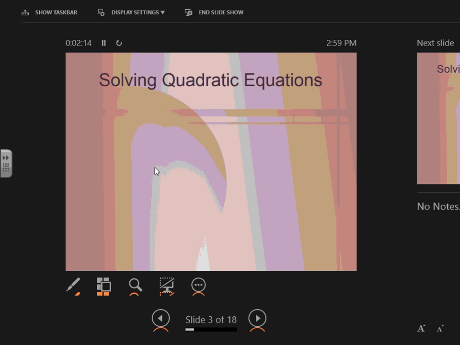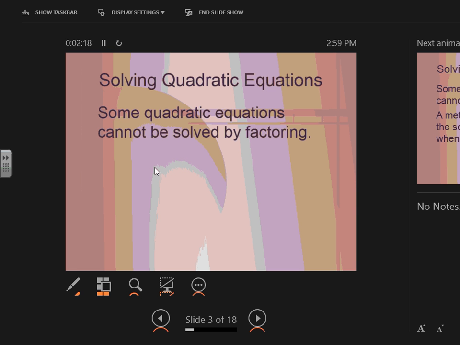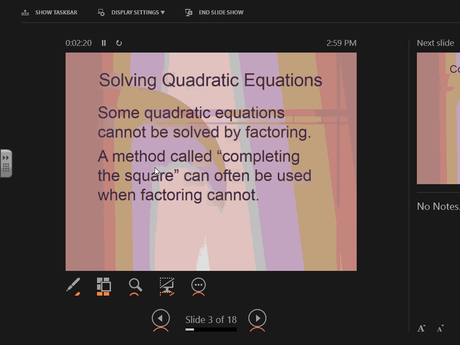All right, now back to reality. Okay, solving quadratic equations. I said some can't be solved by factoring, so we're going to do this thing called completing the square. We're going to make perfect square trinomials today. We're going to make them, not from the air, but from numbers that are there.